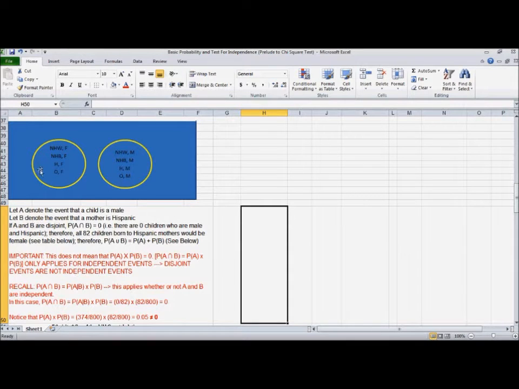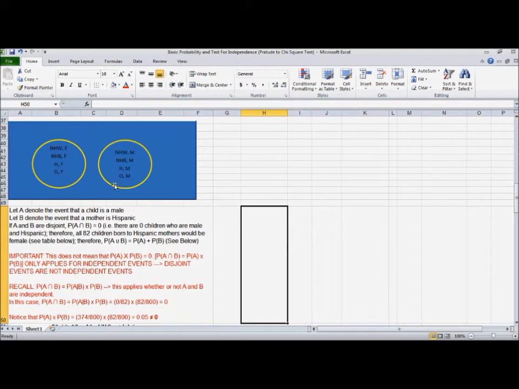So that is clear to see when you look at a Venn diagram here. The event that a child is male and the event that a child is female are mutually exclusive events. If a child is male, they cannot be female. Let A denote the probability that a child is male, let B denote the probability that a child is female. If A occurs, B cannot occur, and vice versa.